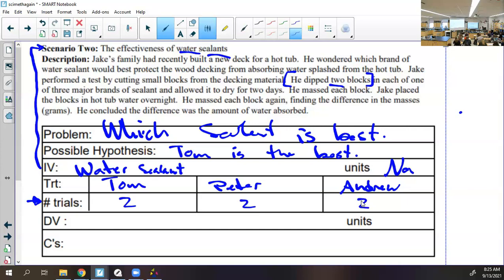Okay, kind of foreshadowed that, but a lot of times that one's hard to see. All right, but it is a 2. Okay, the dependent variable is the thing that he's going to measure at the end. So he soaks the blocks, they absorb water, and he's going to find out the amount of water absorbed. All right, then this one that does give the unit, it's right here. It tells us that he measured it in grams.